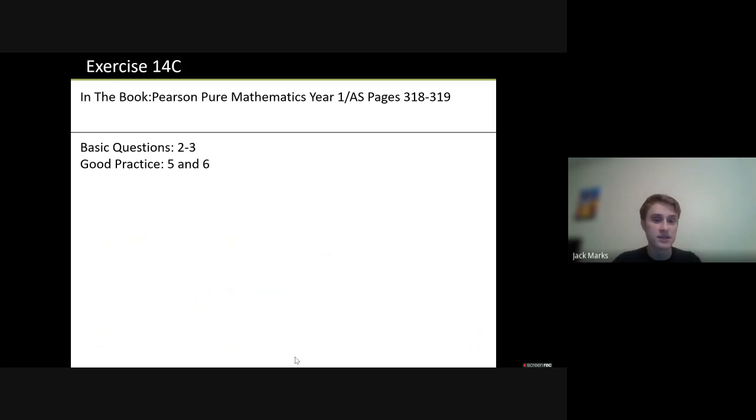Right, that takes us to 14C. Some recommendations there from the book. We will come back to this later when we have more tools at our disposal.